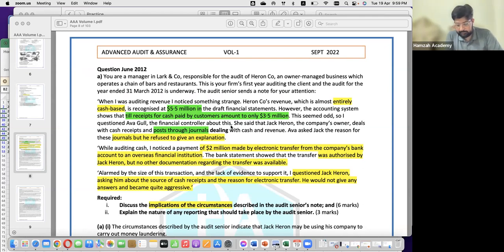Now, after this, Jack Heron can bring back this money in the country for investment or expenditures. That will be the integration stage of money laundering. Next paragraph.